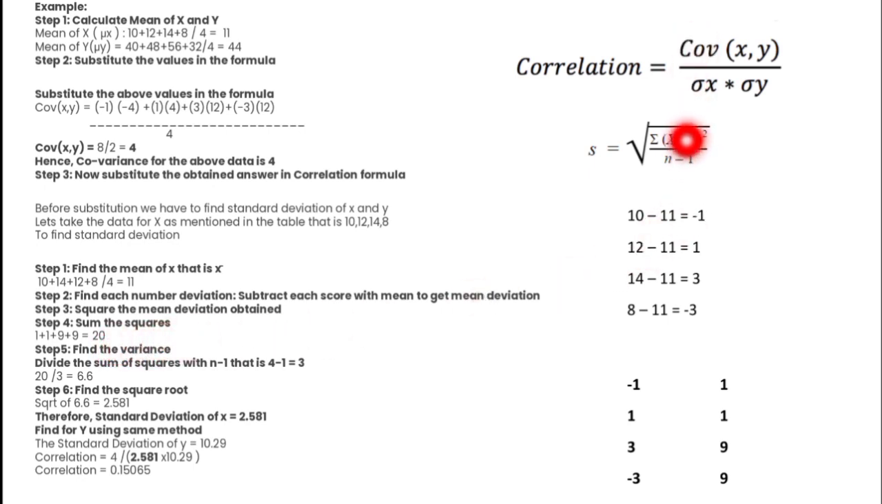Now I find the value of the summation of (x minus x bar) squared divided by n minus 1, and again I take the square root of that value, which is 2.581. Therefore the standard deviation of x is 2.581. Getting my point? Don't get confused, guys.